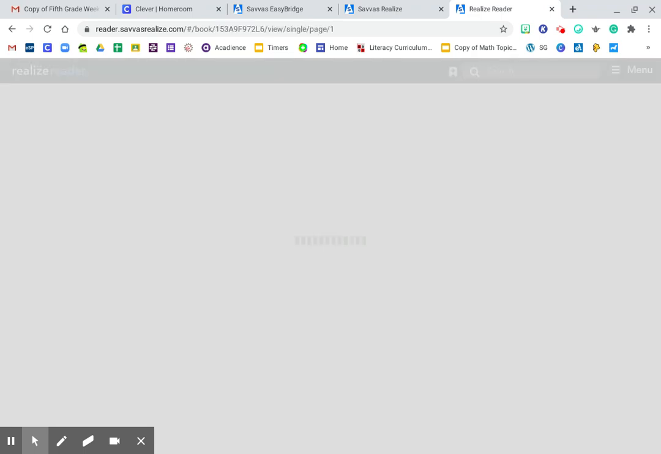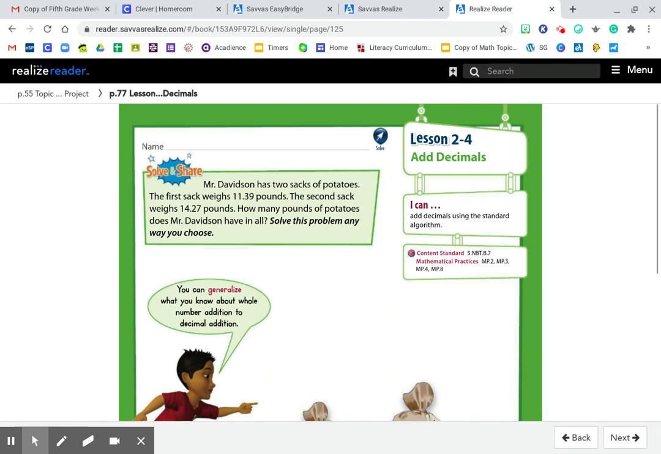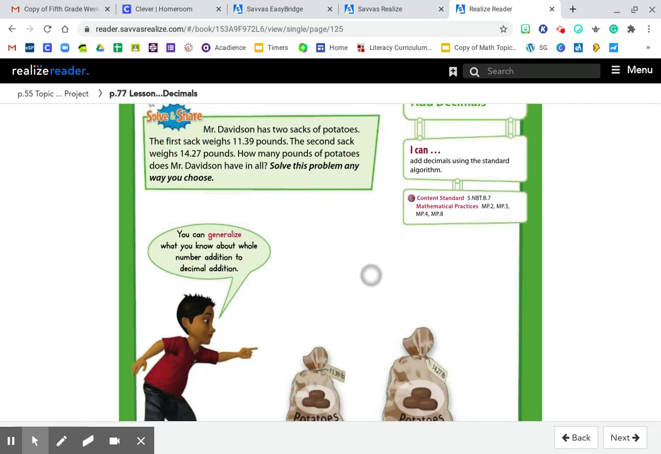All right, today we are doing lesson 2-4, adding decimals. And as we previewed in the previous lessons, when we add digits, we always need to line them up in place value, whether they're whole numbers or decimals. So we're going to be doing old school.